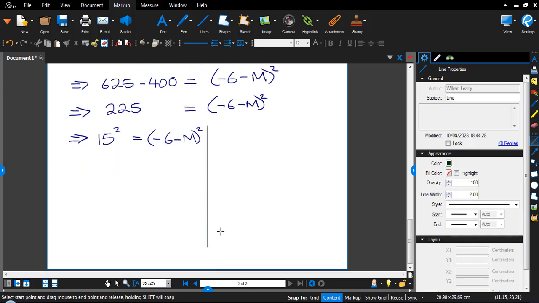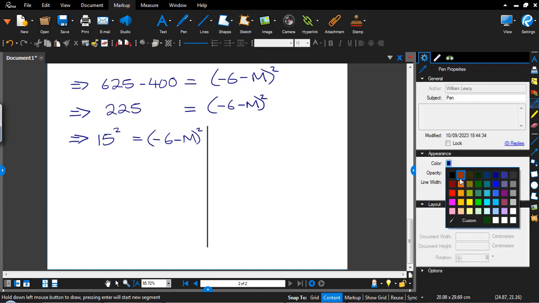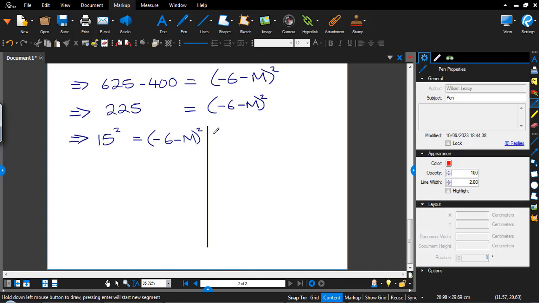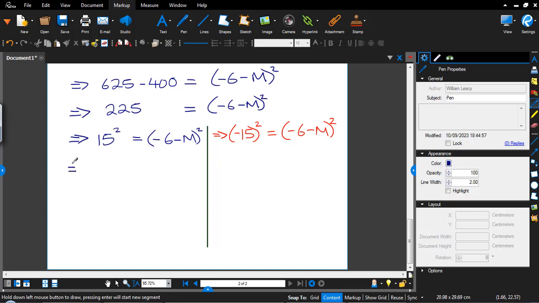But what do we also have? -15 squared is also 225, right? So I'll put it in red. That implies -15 squared is also equal to (-6 minus m) squared. That's 225, also that's 225. If that squared is equal to that squared, 15 must equal -6 minus m.